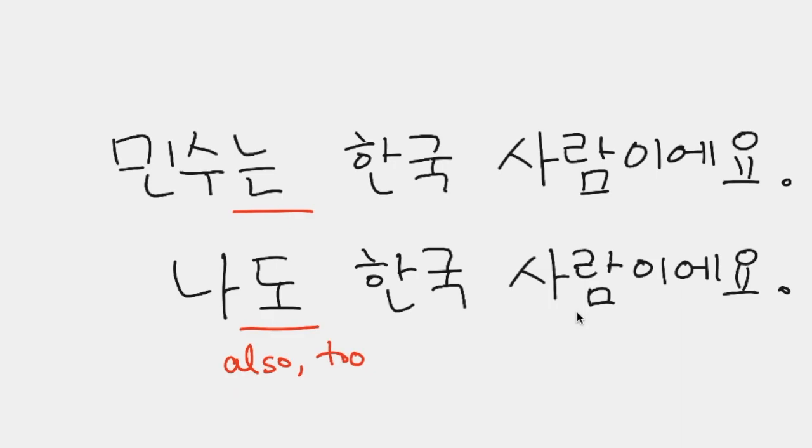Notice the particle is always next to the noun, right? You would always have no space between the noun and particle. Okay, so that's also helpful to know. So 민수는 한국 사람이에요. Minsu is Korean. 나도 한국 사람이에요. I also am Korean.